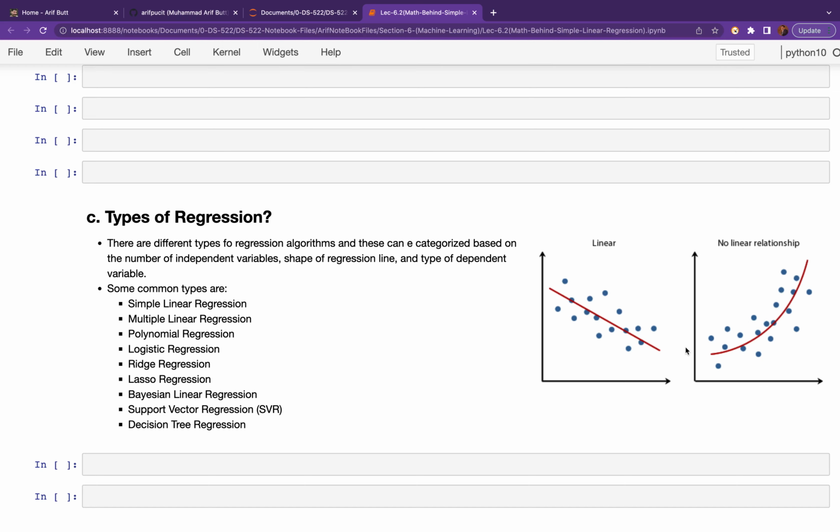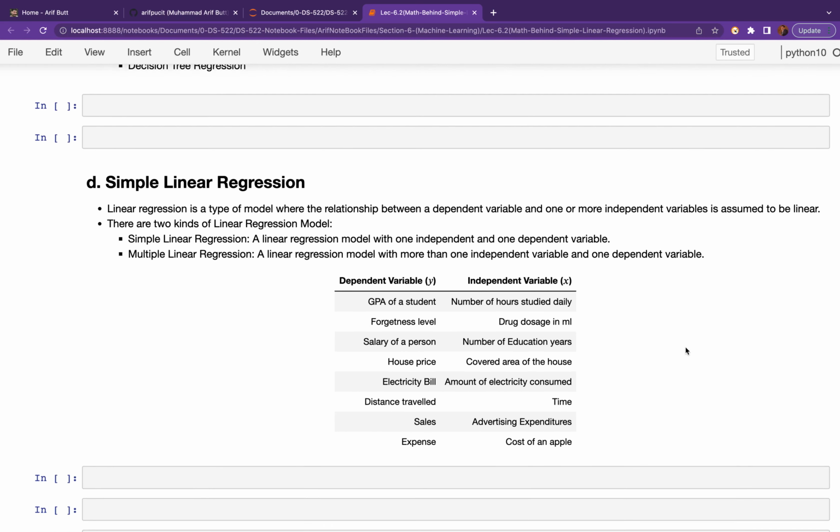Okay, so simple linear regression. My dear students, in very simple words, a linear regression is a type of model where the relationship between a dependent variable and maybe one or more independent variables is assumed to be linear. The other assumptions are independence, normality, and homoscedasticity. And I will talk about homoscedasticity, inshallah, at the end of our today's session.